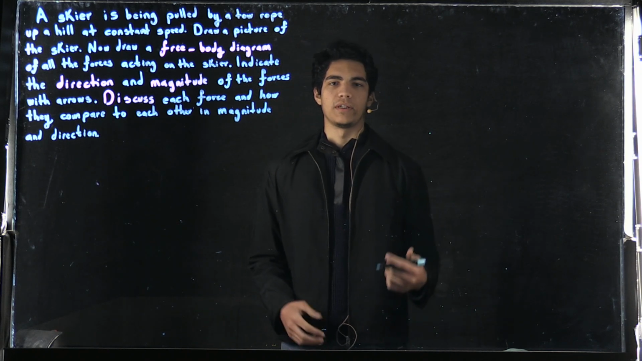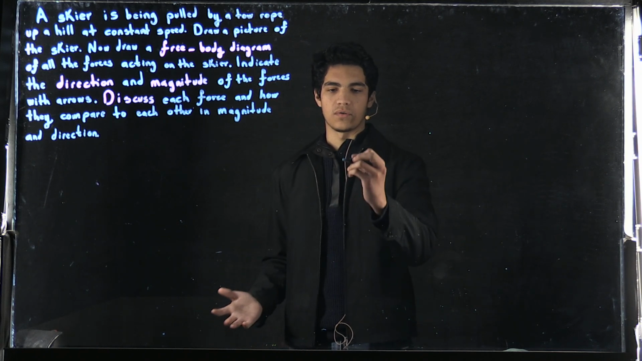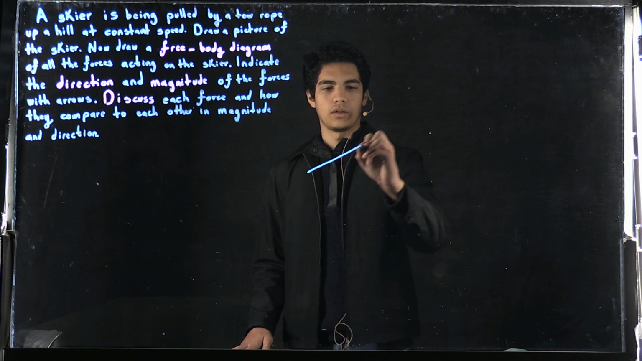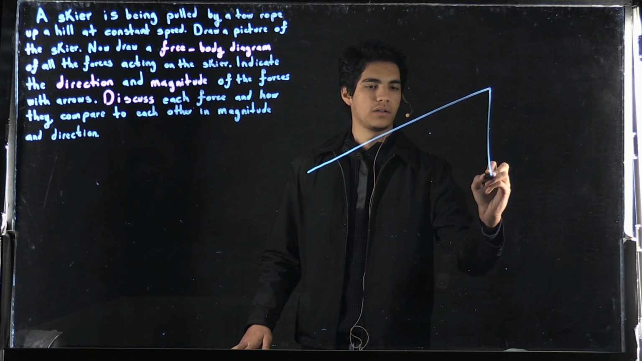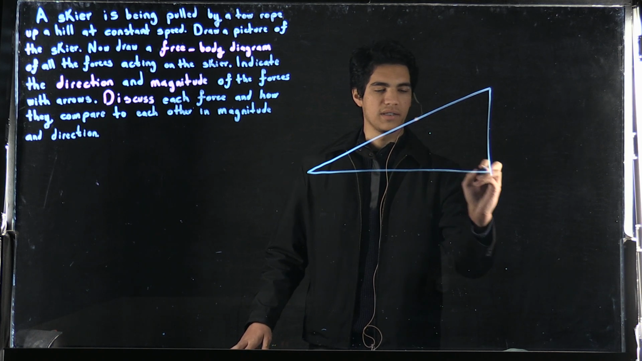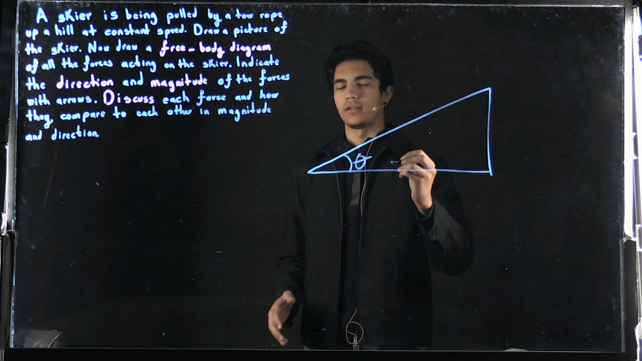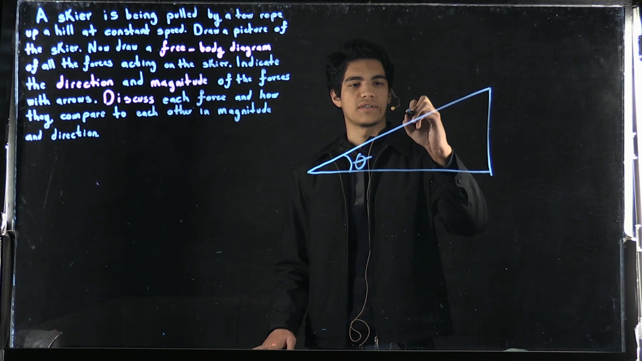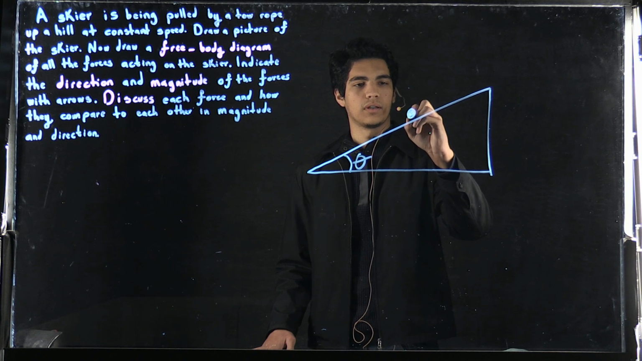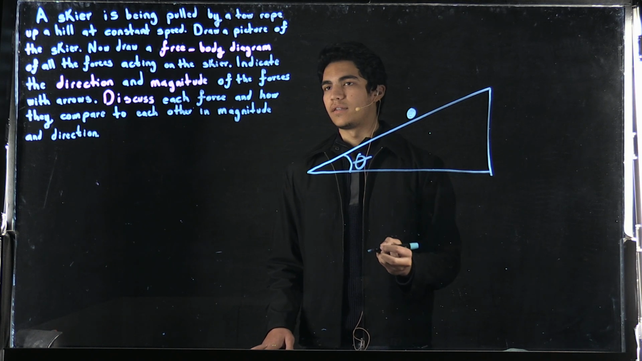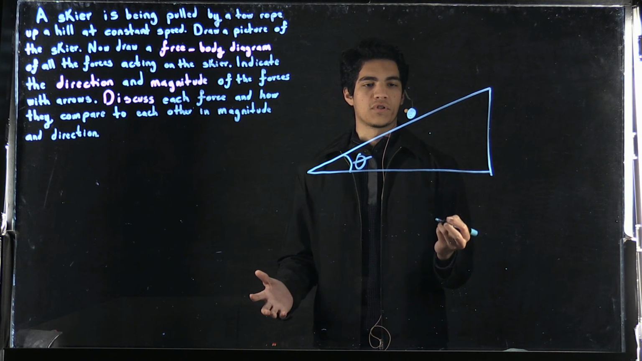So for this problem, it's better to just draw the free body diagram. So we have this hill, and it's going at some angle, theta, and it's easier to represent the skier simply as a particle, like so. And now we have to draw the forces acting on it.